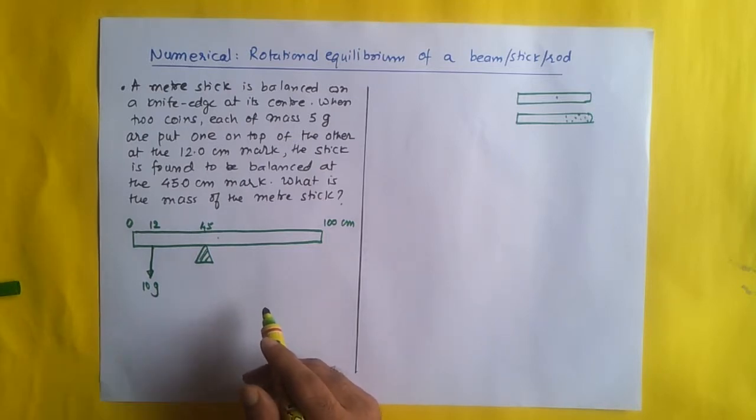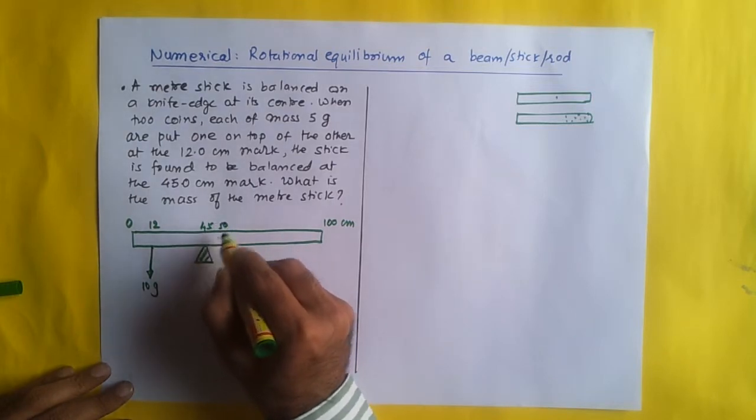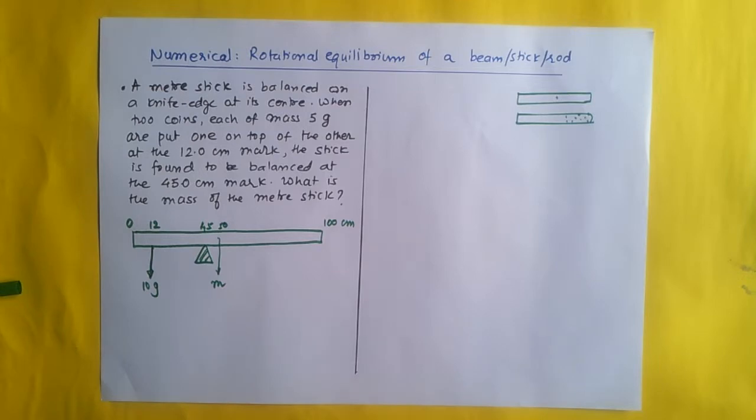What is the mass of the meter stick? The mass of the meter stick, as I said, will act at the midpoint, so this would be 50, and here you would have the mass, and we have to find out this m. I hope you are clear about the background of this numerical, with what we have been given.